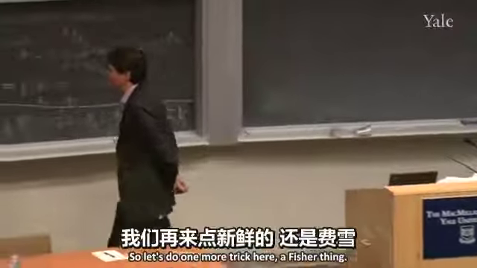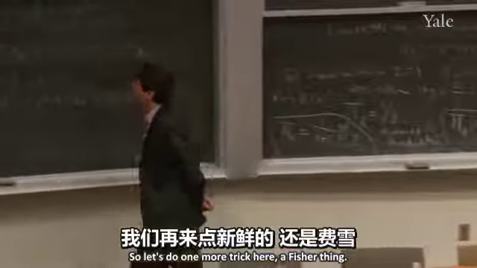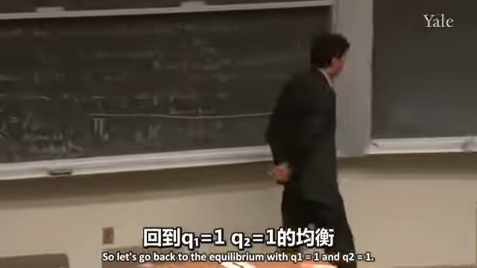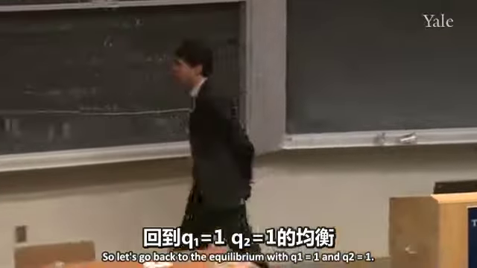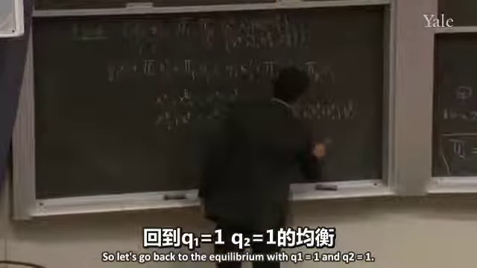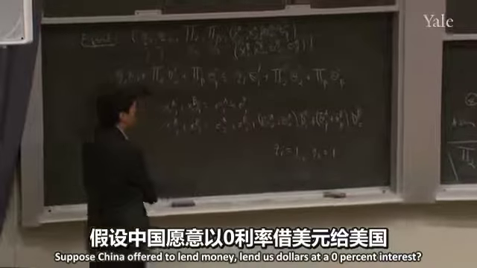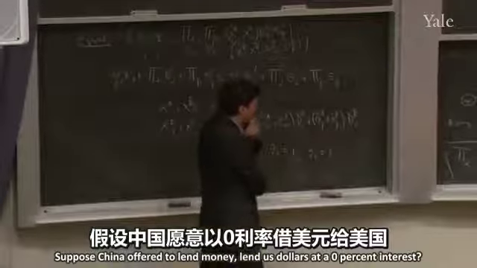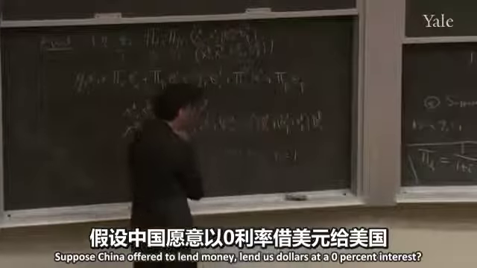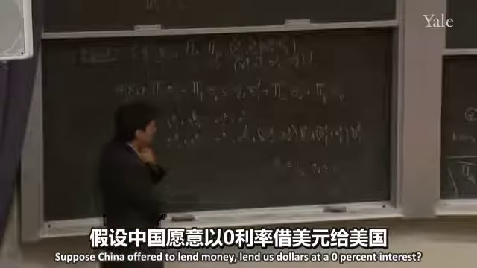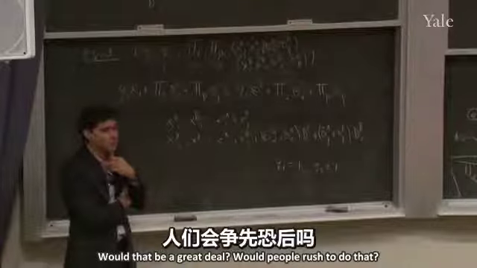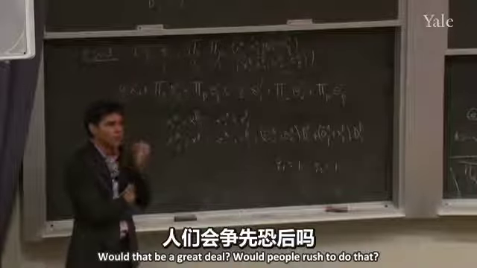Okay, so let's do one more trick here, Fisher thing. Let's go back to the equilibrium with Q1 equal 1 and Q2 equal 1. Suppose China offered to lend us dollars at a 0% interest. Would that be a great deal? Would people rush to do that?